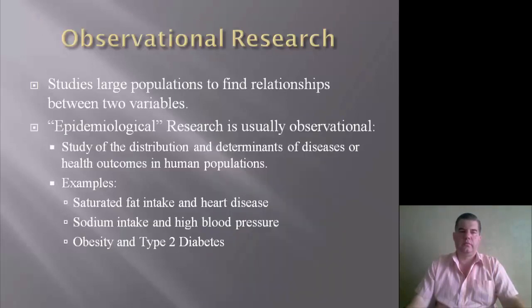Observational research studies large populations to find relationships between 2 variables. Epidemiological research is usually observational. It is the study of the distribution and determinants of diseases or health outcomes in human populations. Examples: saturated fat intake and heart disease, sodium intake and high blood pressure, obesity and type 2 diabetes.